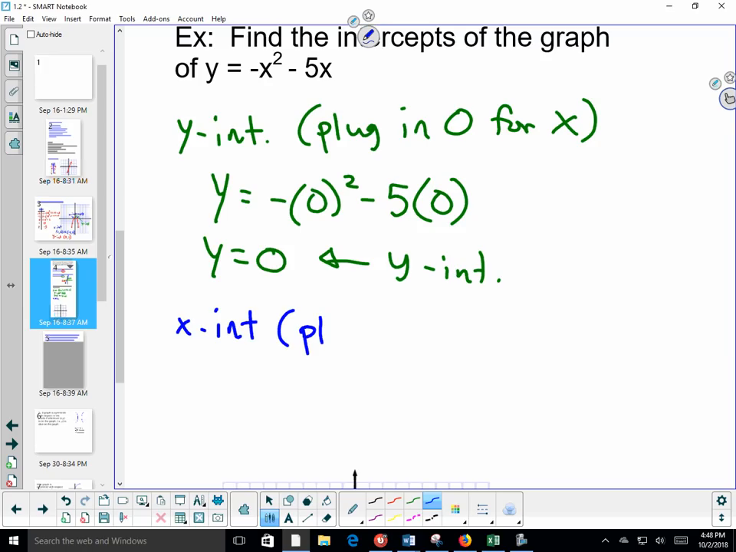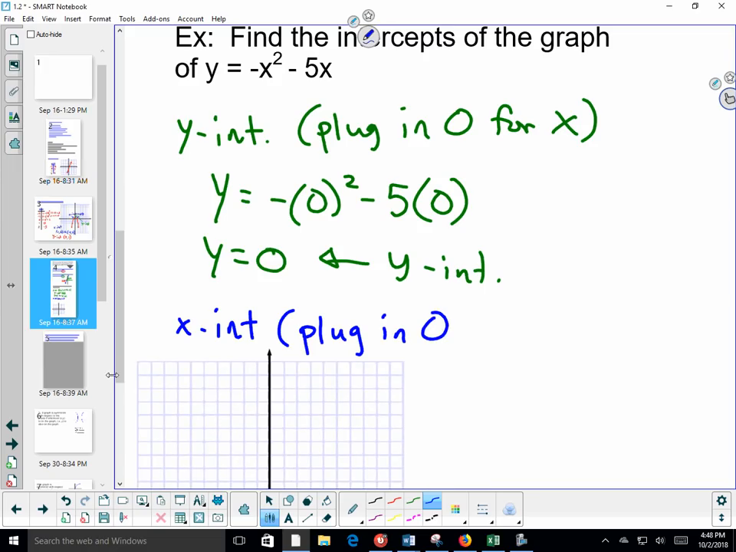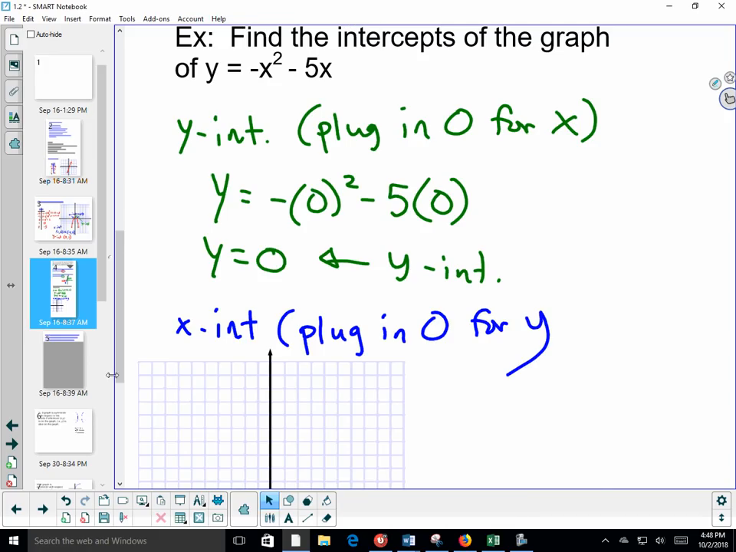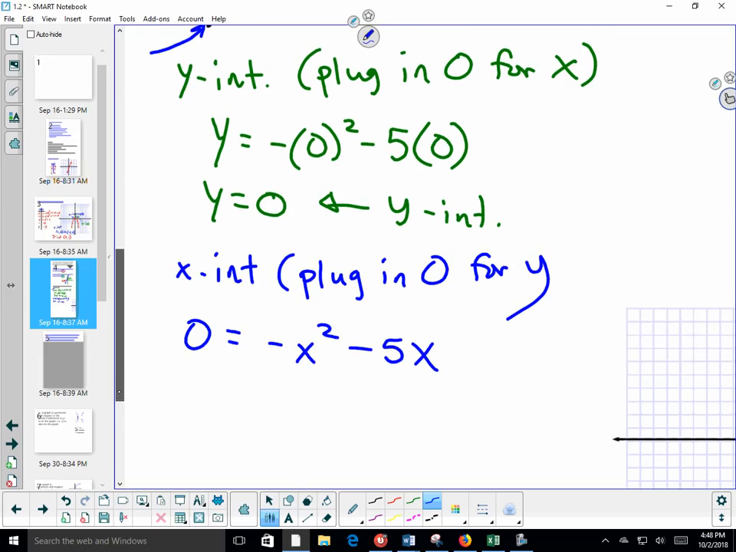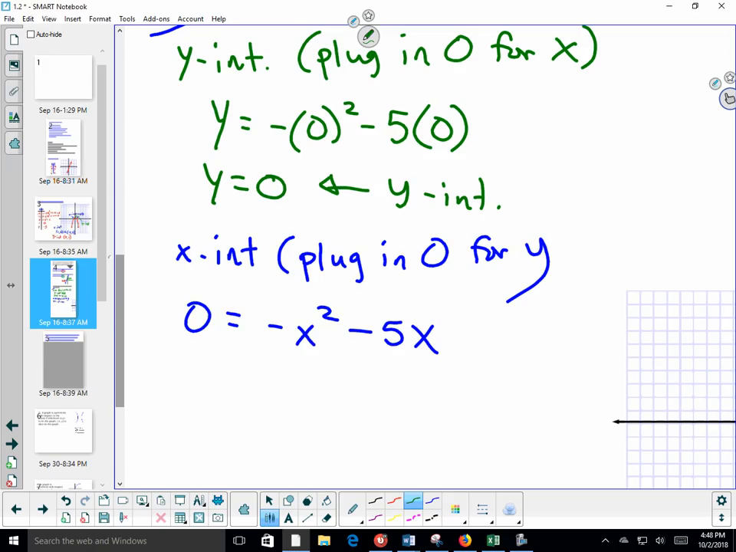If I want to find the x-intercepts, though, we're going to plug in 0 for y. That was weird how that just popped up. Let's slide that out of the way. If I plug in 0 for y in this equation, I get 0 equals the opposite of x squared minus 5x. Maybe the best way to solve this equation would be to factor out negative x. If I factor out negative x, I'll have x here, and then what? Negative x times x is negative x squared. And then I think I would need a plus 5, because negative x times 5 would give me a negative 5x.